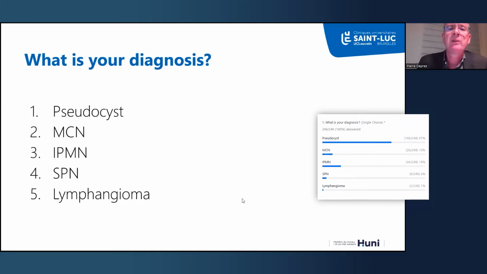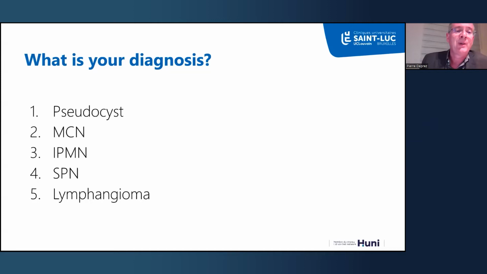Pseudocyst 67%, mucinous 10%, IPMN 18%, SPN 4, and lymphangioma. So most of you are in favor of the pseudocyst. I think indeed the wall was thick with a lot of debris inside the lesion. Then of course the next step is to take the decision to drain it or not, or to finalize your diagnosis. So I think I have my last question here.